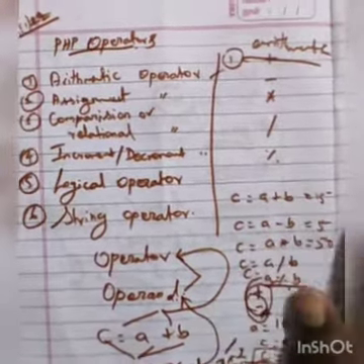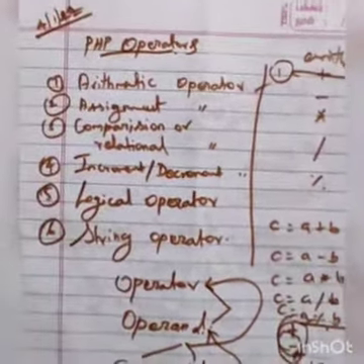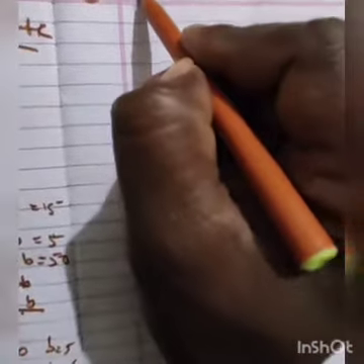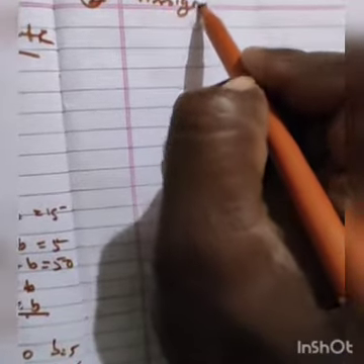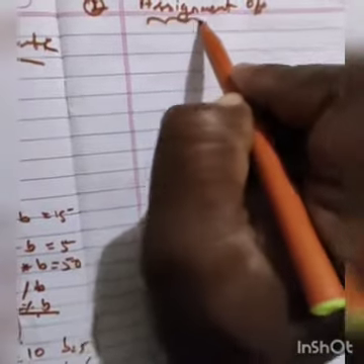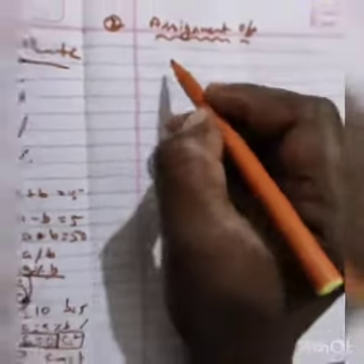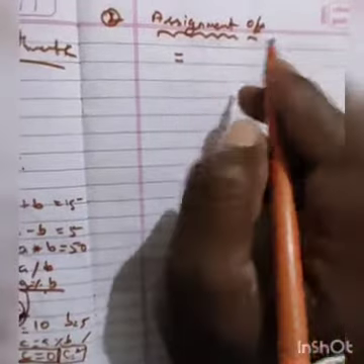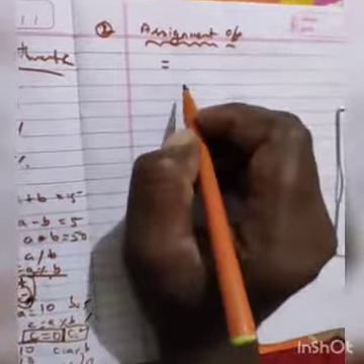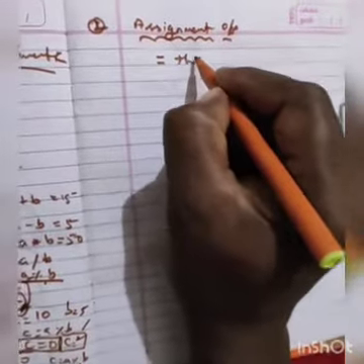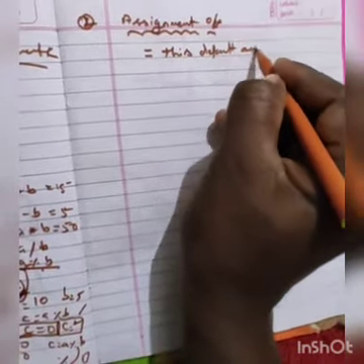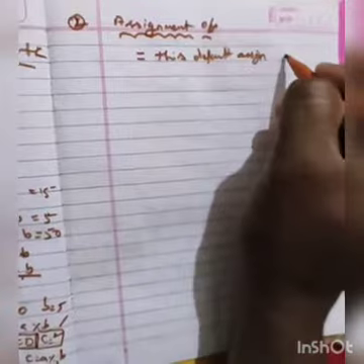Sir, what is the next operator? That is the assignment operator. Sir, what does assignment operator mean? Assign means nothing but the equal to sign, isn't it? That is assign. This is the default assignment operator.